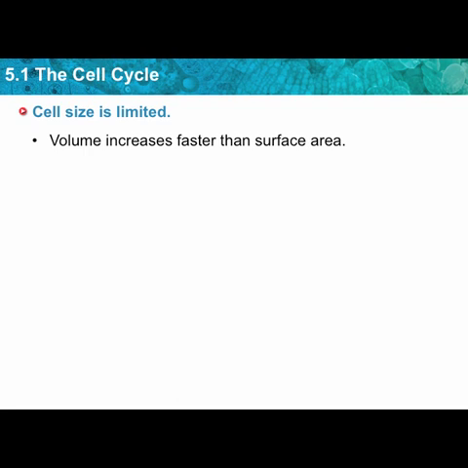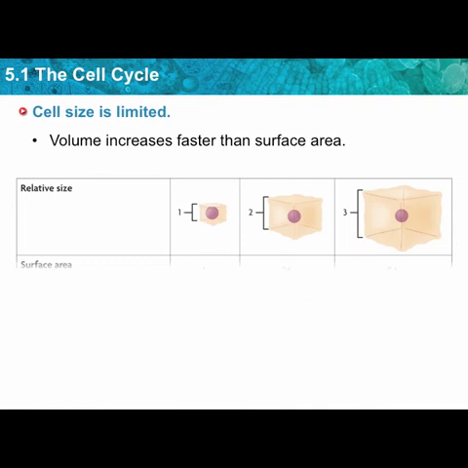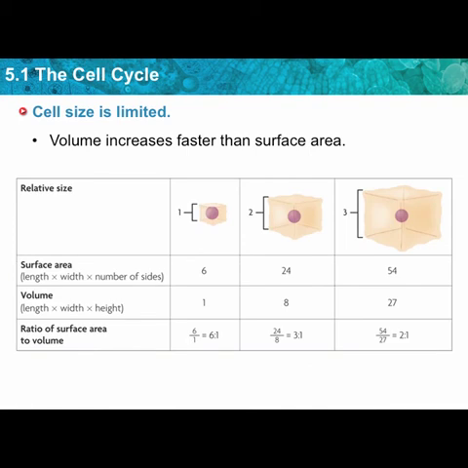So if the surface area relative to the volume is decreasing, you're not able to bring good things in and bad things out at a fast enough rate as the volume increases. And so there's a practical size limit to cells. So you see here we have just a little chart kind of showing that.